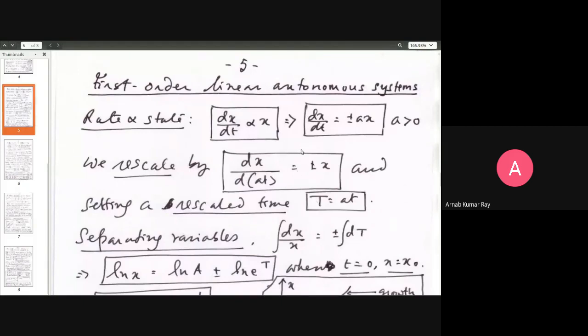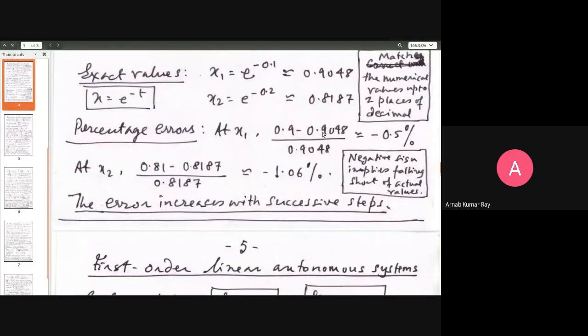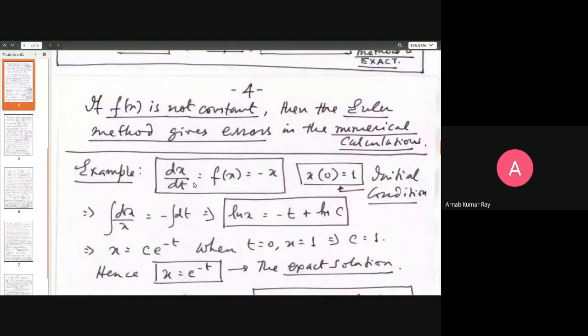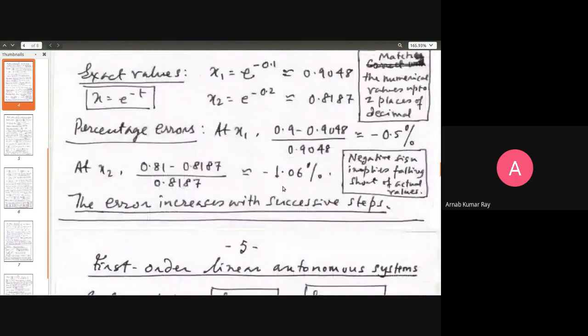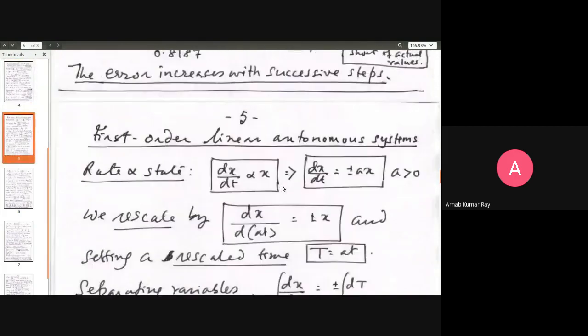If you have dx/dt equal to f(x), that is an autonomous system. And if f is a linear function of x, as in minus x or plus x or ax plus b, or ax plus minus b, whatever, then you have a linear autonomous system.